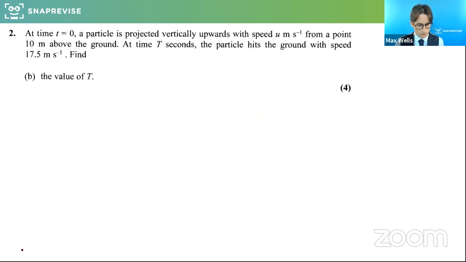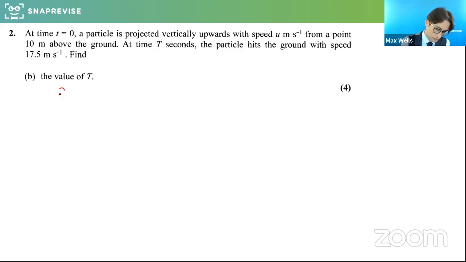Right, so now moving on. This is the same question now, except that we found U is 10.5. So I can bring that answer and carry it forward. This question is asking find the value of T. So we want to find the value of T when it hits the ground.